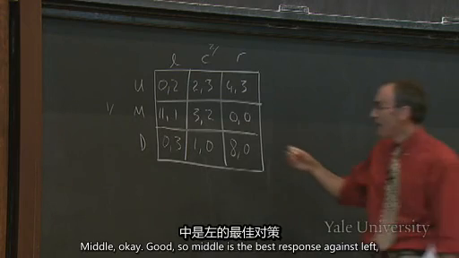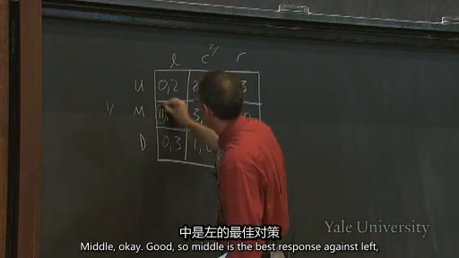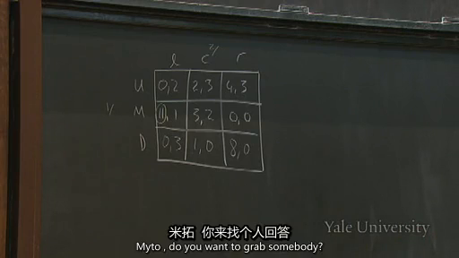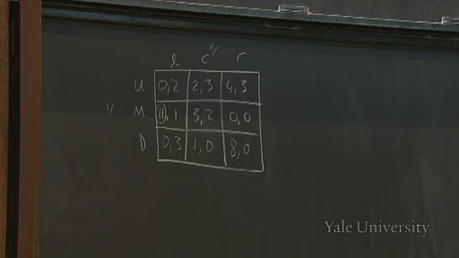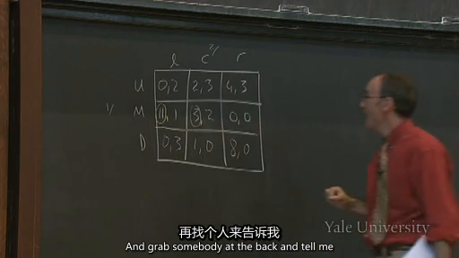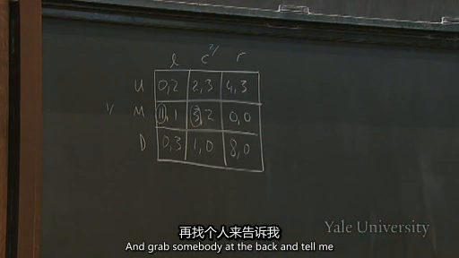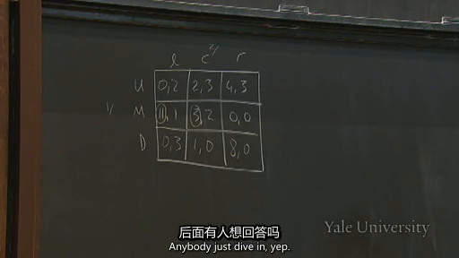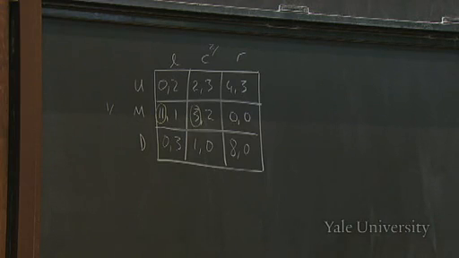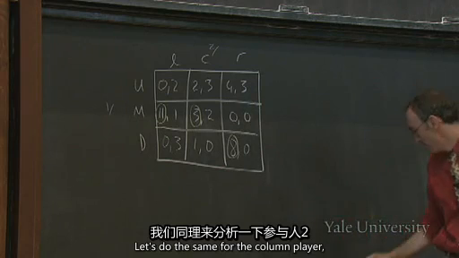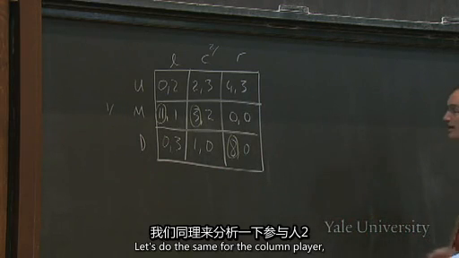Middle. Middle, okay, good. So middle is the best response against left because 11 is bigger than 0. All right, Merton, you want to grab somebody? What's the best response against center? Middle. Middle again, because 3 is bigger than 2 is bigger than 1. And grab somebody at the back and tell me what the best response is against right. Anybody? Just dive in. Yep. Down. Okay, down, good. All right, and let's do the same for the column player.